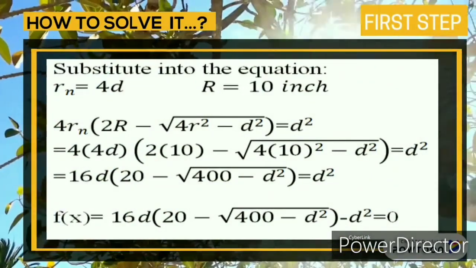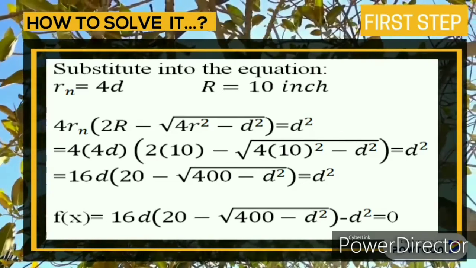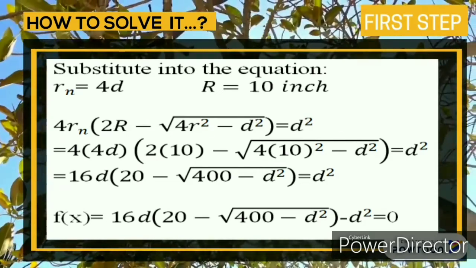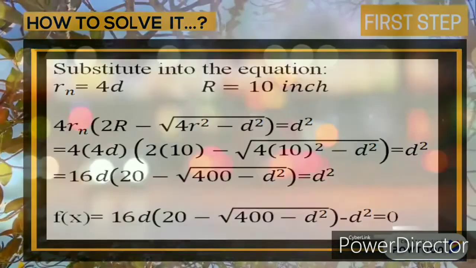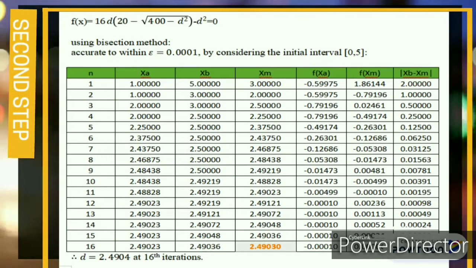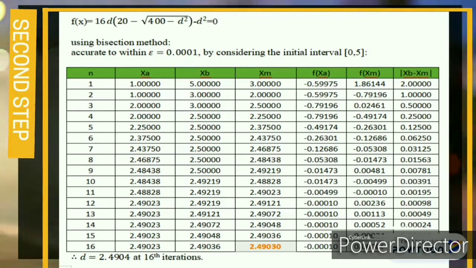Firstly, we need to simplify the nonlinear equation and change it to a function by substitute Rn equal to 4D and R equal to 10 inch. Then we calculate until we get the function. Next, we need to construct the table using bisection method and evaluate it until the error tolerance accurate within to 0.0001. Hence, we will get the value for D is 2.4904 at 16 iteration.